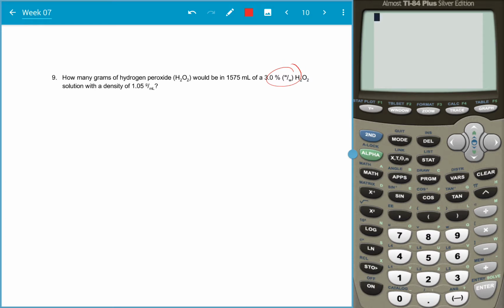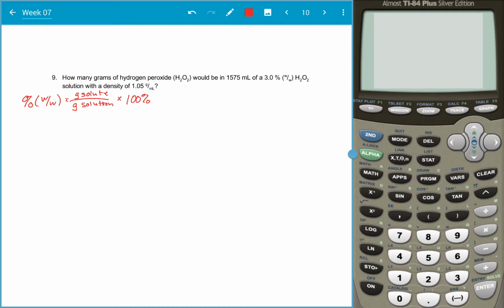I have percent weight-to-weight. So the equation for percent weight-to-weight is grams of solute divided by grams of solution times 100%.